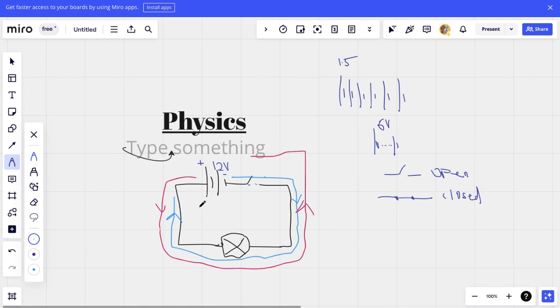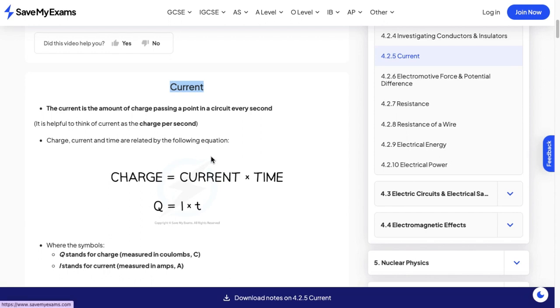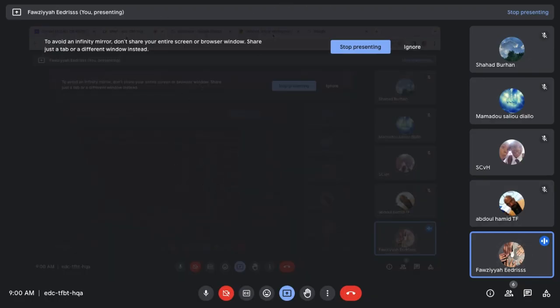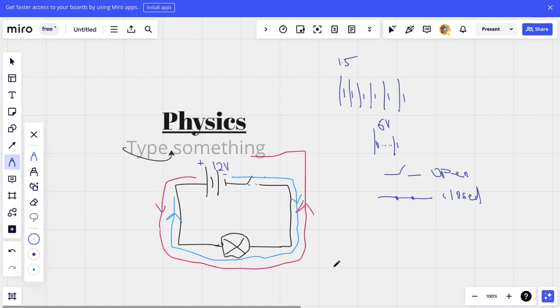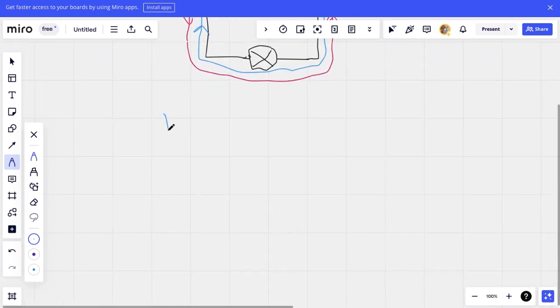So whenever we have a circuit, and if the circuit is closed, current flows. Now this current is actually a charge. Current is called a charge per unit time. The symbol for current is I.